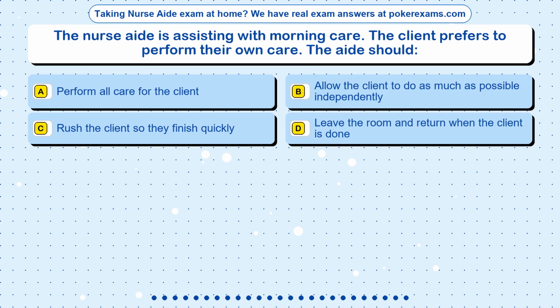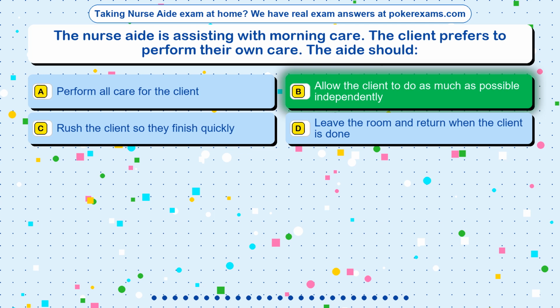Question 19. The nurse aide is assisting with morning care. The client prefers to perform their own care. The aide should: Option A. Perform all care for the client. Option B. Allow the client to do as much as possible independently. Option C. Rush the client so they finish quickly. Option D. Leave the room and return when the client is done.